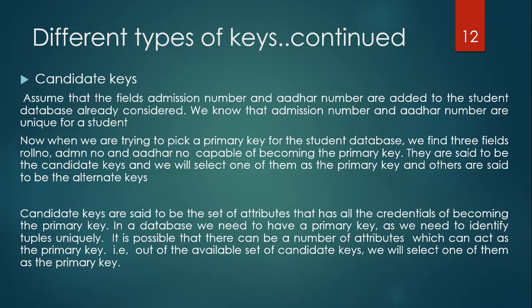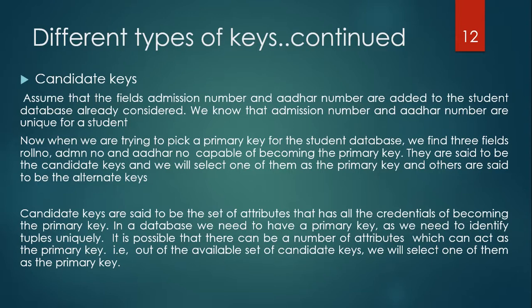സോ റോൾ നമ്പർ പ്രൈമറി കീ ആകാൻ സാധിക്കും, അഡ്മിഷൻ നമ്പർ പ്രൈമറി കീ ആകാൻ സാധിക്കും, ആധാർ നമ്പറിനും പ്രൈമറി കീ ആകാൻ സാധിക്കും. കേപ്പബിൾ ഓഫ് ബിക്കമിങ് ദ പ്രൈമറി കീ. ദേ ആർ സെറ്റ് ടു ബി ദ കാൻഡിഡേറ്റ് കീസ്. സോ ദ കാൻഡിഡേറ്റ് കീസ് എന്താണെന്ന് ചോദിച്ചാൽ, ദേ ആർ കേപ്പബിൾ ഓഫ് ബിക്കമിങ് ദ പ്രൈമറി കീ ആൻഡ് വി വിൽ സെലക്ട് വൺ ഓഫ് ദം. ഈ പറയുന്ന കാൻഡിഡേറ്റ്സിൽ നിന്ന് one of them will be selected as the primary key and others are said to be the alternate keys. So 2-3 ടൈപ്പ് കീസിനെ കുറിച്ച് ഇവിടെ പറയുന്നുണ്ട്.